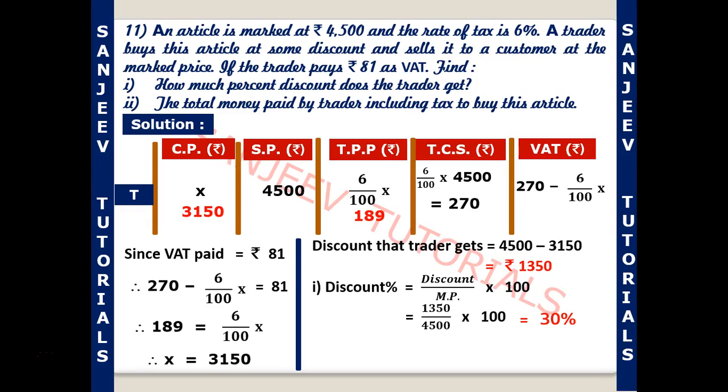And the second part of the sum, the total money paid by the trader including tax to buy this article. The trader purchased the article for rupees 3150 and also paid a tax of rupees 189 on it. That means the total money paid by the trader will be 3150 plus 189. This is rupees 3,339.